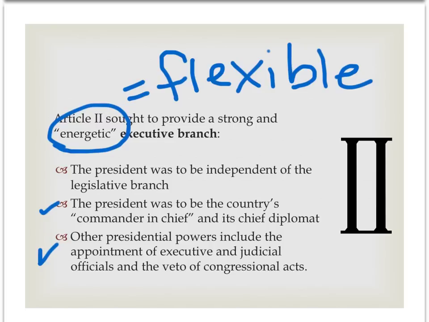Article 2 is also much shorter. Article 1 takes up almost half of the Constitution. They feared the legislative branch as potentially the most dangerous, and so they wanted to control it the most in this system of limited government. So it's going to be the longest. Now, let's move on to the judicial.